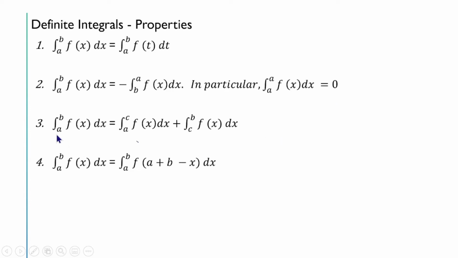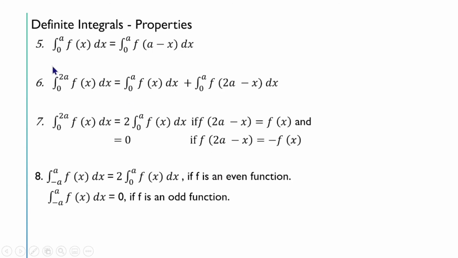Then the next property is integral a to b f of x dx is equal to integral a to c f of x dx plus integral c to b f of x dx. If we have c in the interval a comma b, then we can write integral a to b f of x dx as integral a to c f of x dx plus integral c to b f of x dx. Then the next property is integral a to b f of x dx is equal to integral a to b f of a plus b minus x dx.